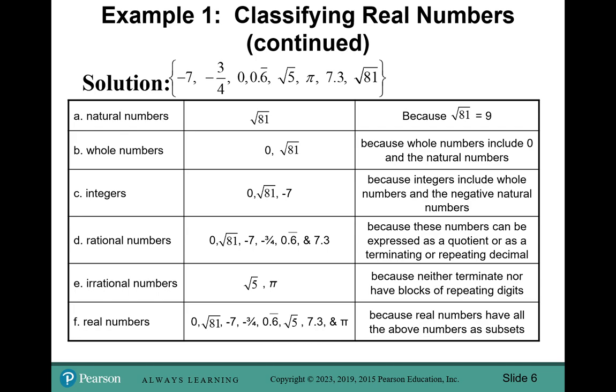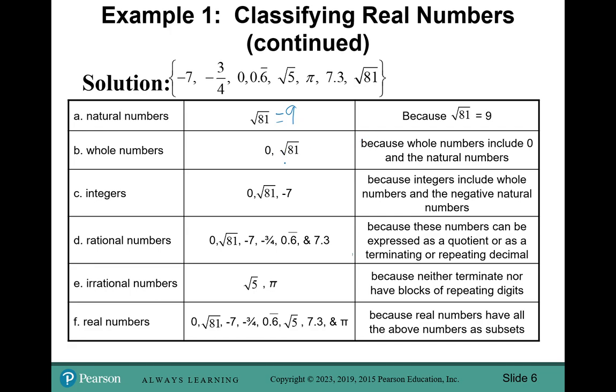Natural numbers are basically your natural counting numbers. Okay, 1, 2, 3, 4, 5, 6, 7, 8, 9, 10. The square root of 81 falls into the natural numbers because the square root of 81 is the number 9 if it is simplified. And 9 is a natural number. Therefore, the square root of 81, which is 9, is a natural number. Natural numbers are numbers, once again, 1, 2, 3, 4, 5, 6, 7, 8, 9.